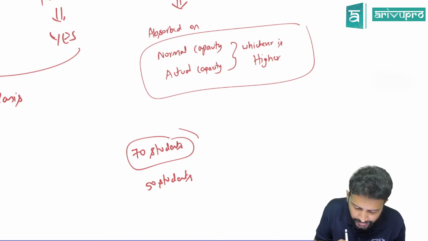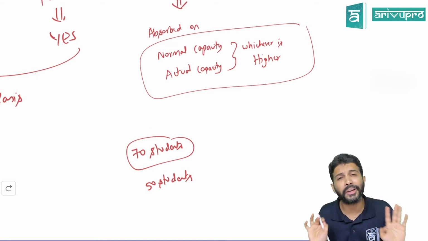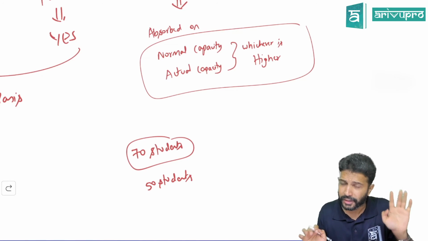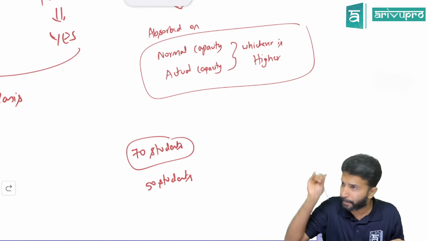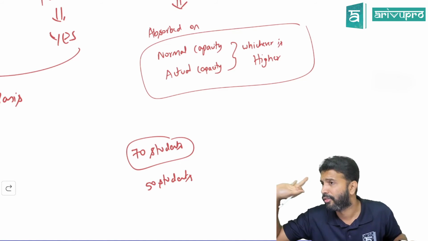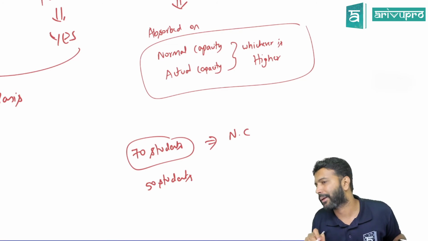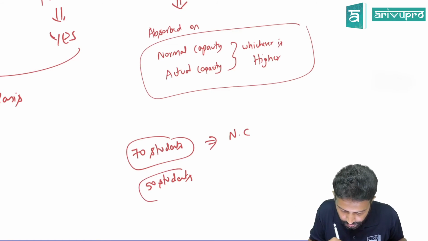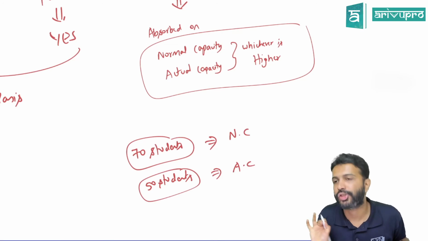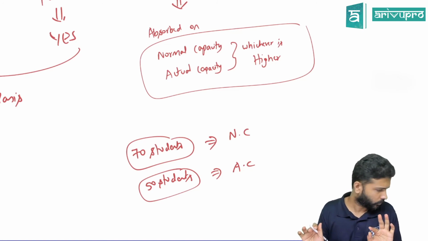Sir, how many students can I fit in my classroom? 70. I can normally fit in 70. But actually, how many students are physically present in the classroom? I'm not talking about online. Physically, 50. This 70 students, we call it normal capacity. And this 50, we call it actual capacity. Did you understand the meaning of it? Normal and actual.